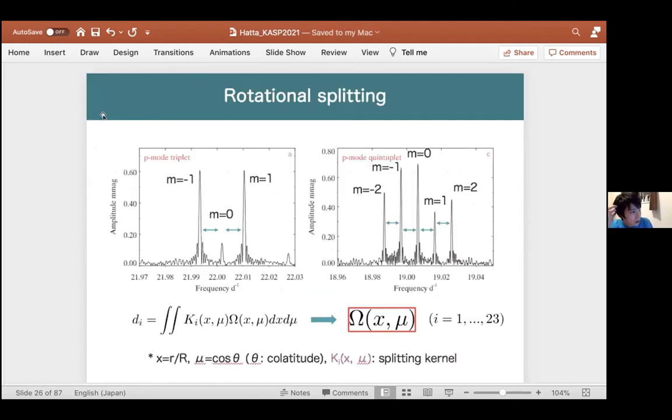Here I show again the rotational splitting, based on which we infer stellar internal rotation. Here are examples of rotational splitting for the star. This is the case of l equal 1 modes, where there are m equal -1 to 1 multiplets. And this panel shows the case of l equal 2, where we see the m equal -2 component and the m equal 2 component.